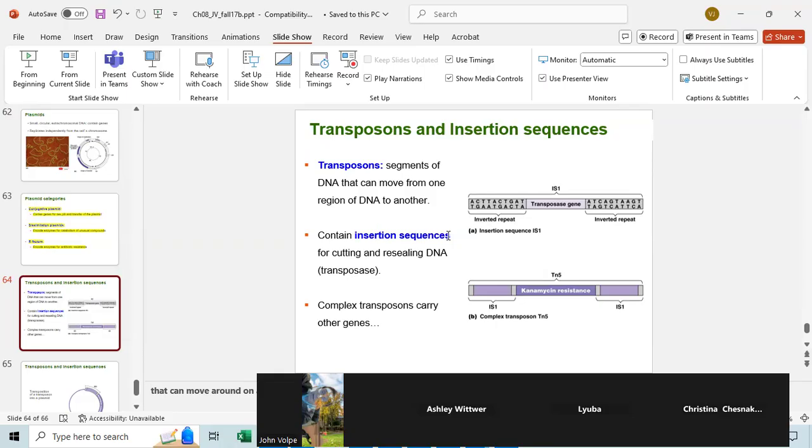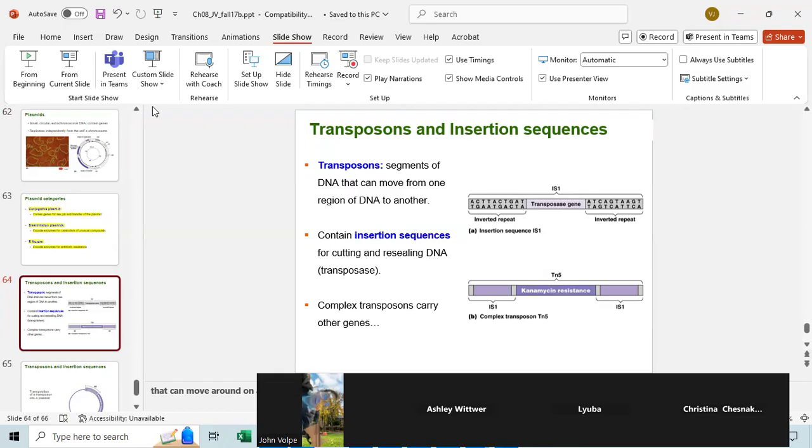Complex transposons carry other genes besides the transposase gene. So this is the simplest transposon. Here is a more complex transposon that has the kanamycin resistance gene in the transposon. So this kanamycin gene can move around in the cell. And that's important because it could move from the chromosome to a plasmid, and then the kanamycin gene is on the plasmid, so it's more likely to move into another cell.